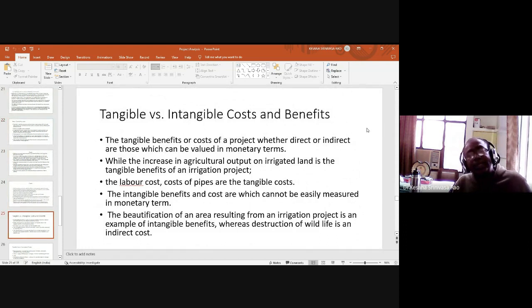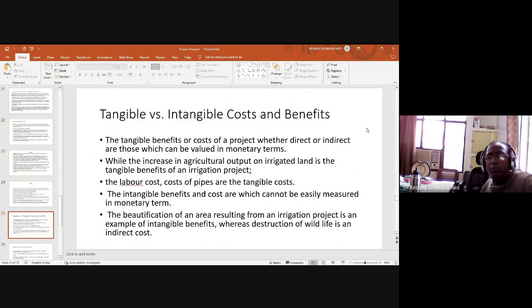Then here you have to see tangible versus intangible costs and benefits. In each and every project you do, there are some tangible costs and tangible benefits, and in that way there are intangible costs and intangible benefits. Tangible means it is visible; intangible means it is understood, it is implied. The tangible benefits or costs of a project, whether direct or indirect, are those which can be valued in monetary terms. If we can see those things in monetary terms, then we can easily come up with a conclusion whether the tangible costs are more or tangible benefits are more, intangible costs are more or intangible benefits are more. In that way, we can decide whether the project is giving good results or not.